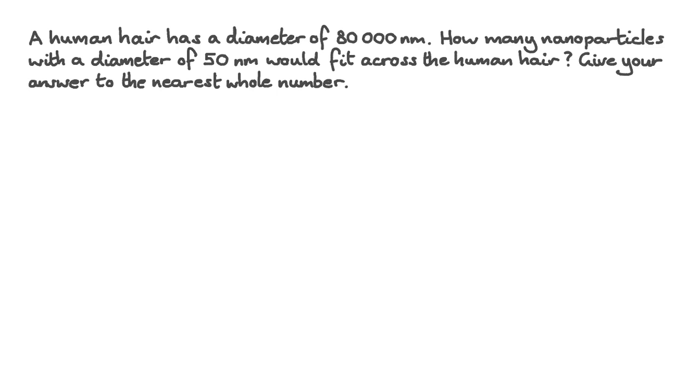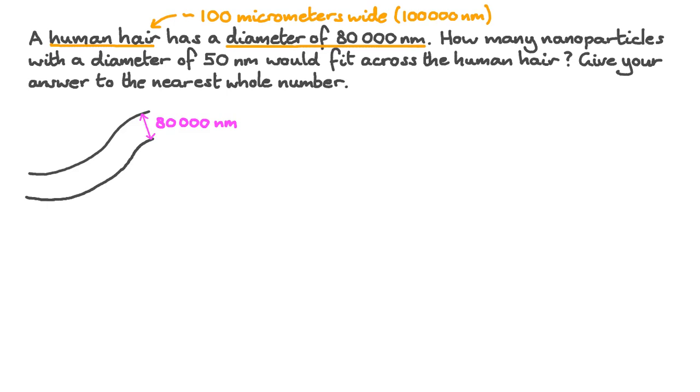A human hair has a diameter of 80,000 nanometres. How many nanoparticles with a diameter of 50 nanometres would fit across the human hair? Give your answer to the nearest whole number. Human hair varies in thickness by quite a lot, but it's typically 100 micrometres wide, which is about 100,000 nanometres. The particular hair we've been given is 80,000 nanometres in diameter, which is just a little bit thinner.